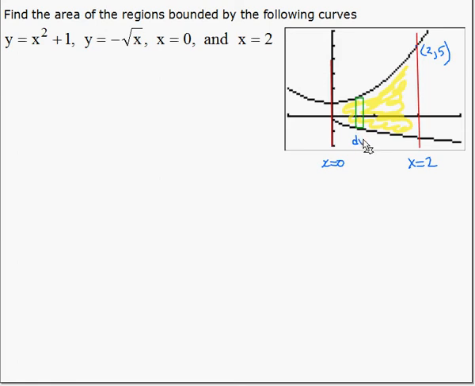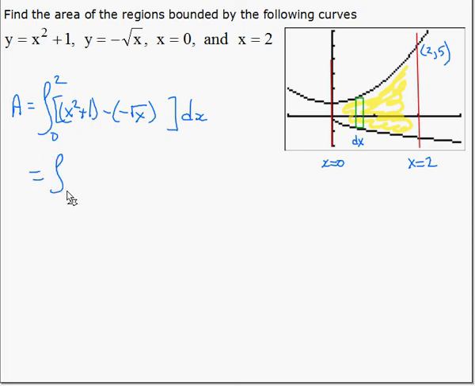Given that, we choose dx, as it will be simpler. Certainly simpler to set up. Not always easier to integrate, but you have to set them up to know that. So area is equal to the integral from 0 up to 2. It's going to be dx, so all of our variables need to be x. The top curve is x squared plus 1 minus the lower curve, which is negative root x, or negative x to the half.